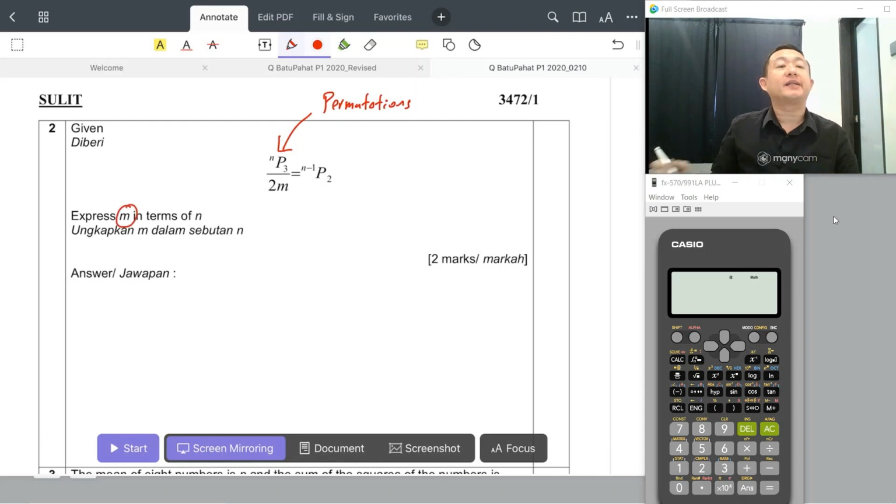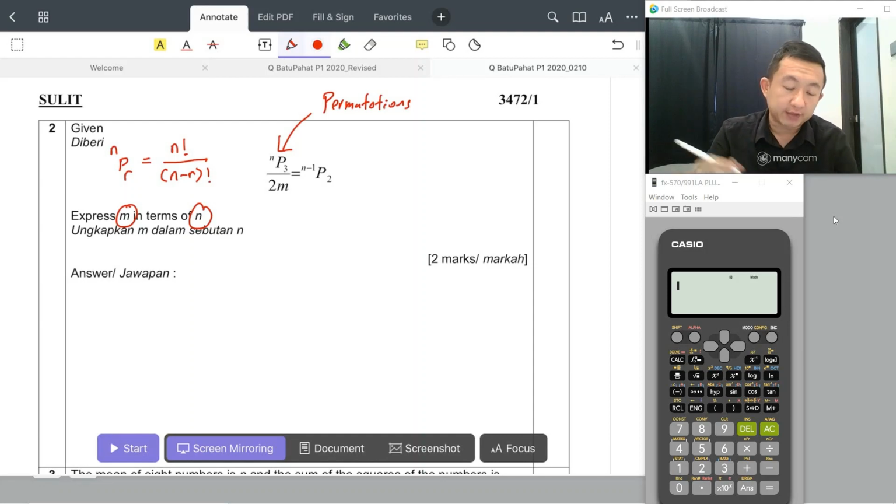The question requires us to express m in terms of n. To express m as the subject, you must have equations. So we are trying to form an equation here by changing permutation to the formula base. The formula for nPr, you can refer to the formula list, is n factorial over n minus r factorial. So we can change this one. But before that, you have two permutations here, meaning those are the same thing. So usually we group the same thing on one side.